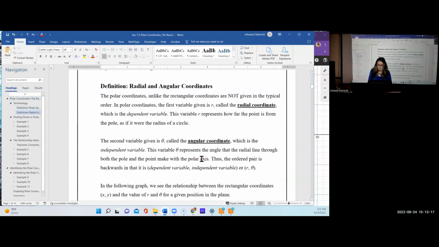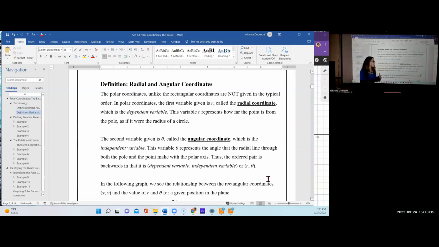Now let's define the angular coordinate. The second variable that's given is actually the independent variable. So it's backwards to what we do in rectangular coordinates. The second variable given is theta. So the value of r depends on the value of theta, not the other way around.